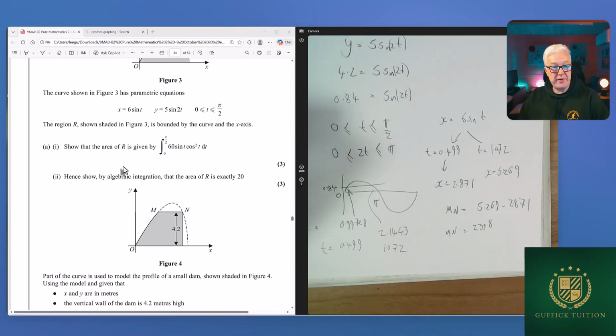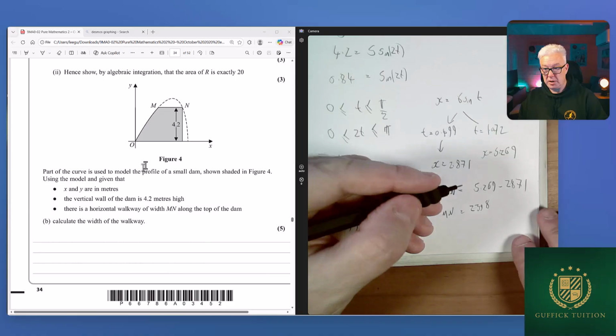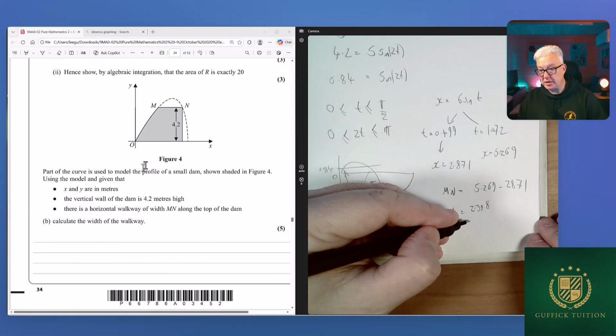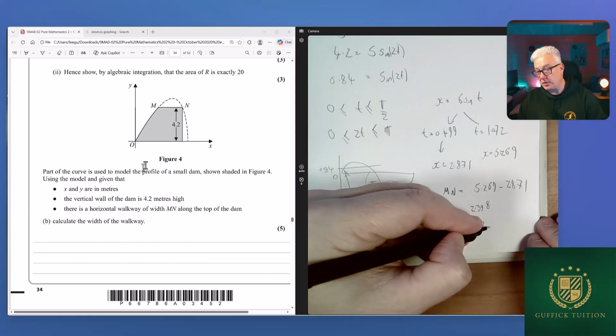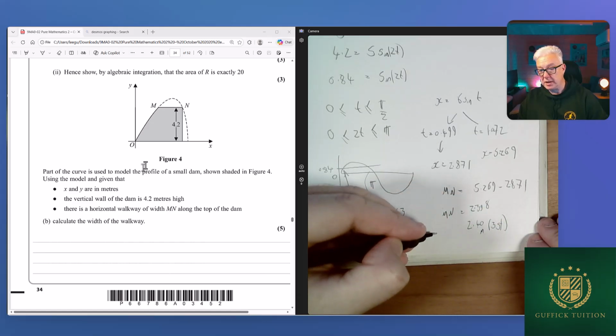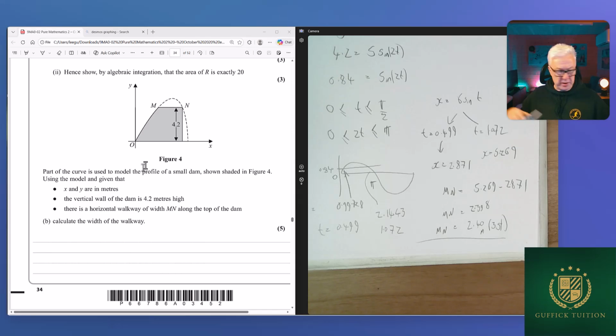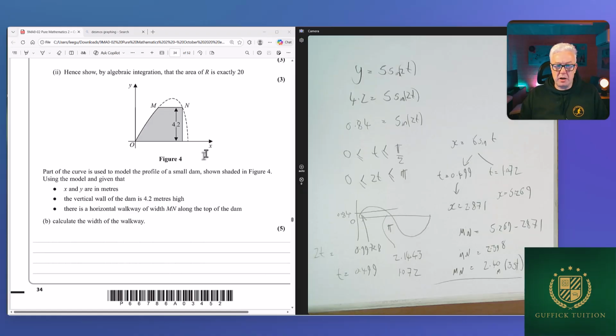Let's see what degree of accuracy it says. It doesn't specify, so let's just give it to 3 significant figures. So mn is 2.40 meters, and that's the answer to that question. Quite a useful question, I think, a nice question with a good amount of marks, 11 marks.